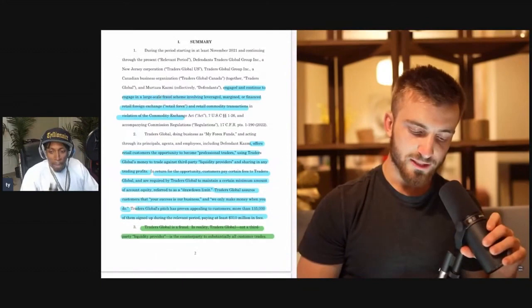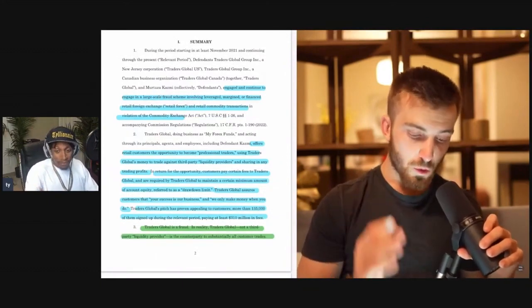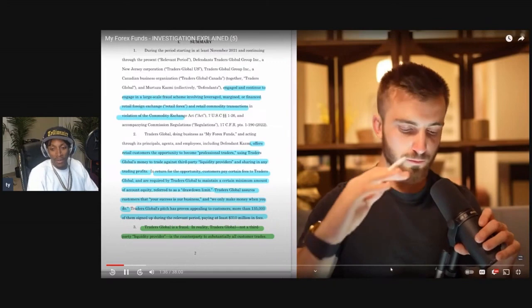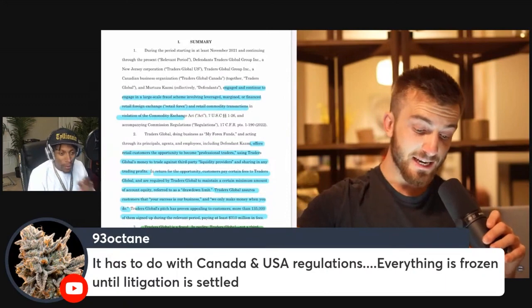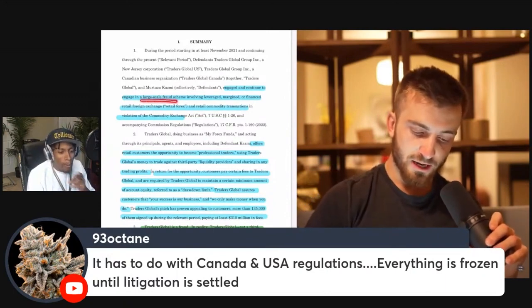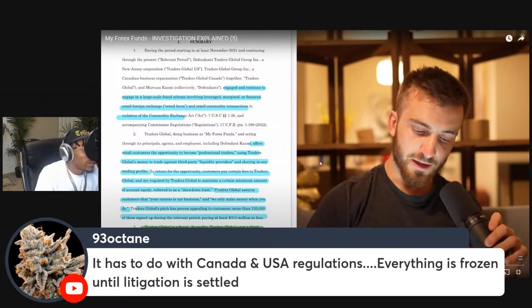the fraud. They're constantly phrasing it as My Forex Funds was a big fraud, Murtuza Kazmi was fraud. Everything that was done was fraud. This is what the CFTC is claiming. So we have a large scale fraud scheme. Okay, so this is the complaint that they presented to the courts. So basically, everything is fraud until litigation is settled. My question to you is, do you believe that these funds will ever be released, or do you believe that what's actually being presented is a valid case?